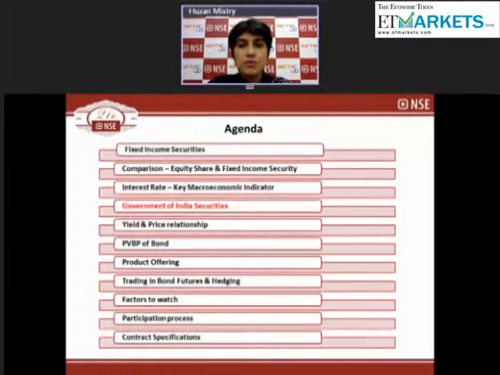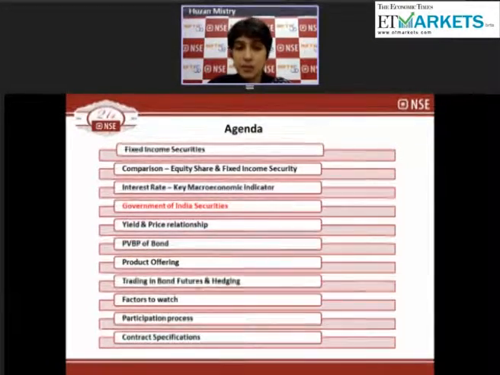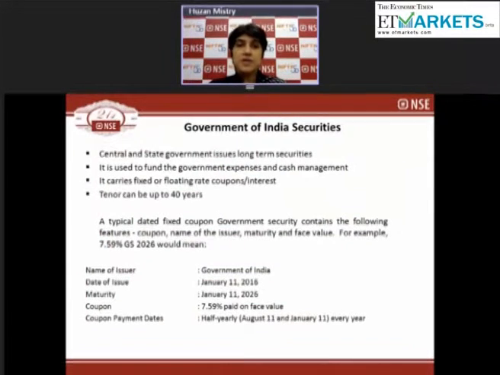We'll slowly move on to explaining a little bit of what Government of India securities are, what kind of returns they give, and how that market works, and what a bond really means in terms of yield and price relationship, because that is what the product offering is linked to. The Government of India and the central and the state government issue long-term securities. They are used to fund government expenses and cash management. It normally carries a fixed rate of return, and there have been some issuances which have been on a floating rate coupon.